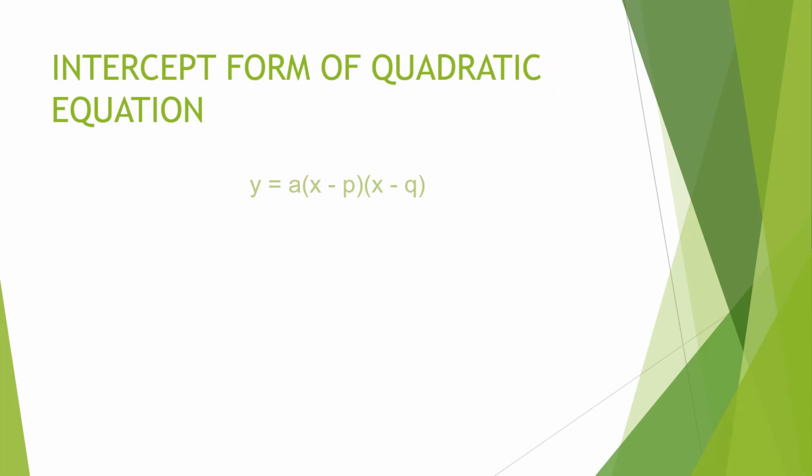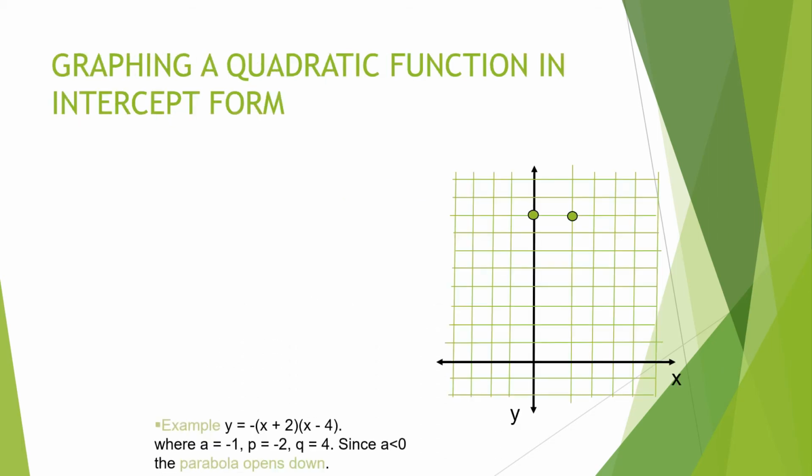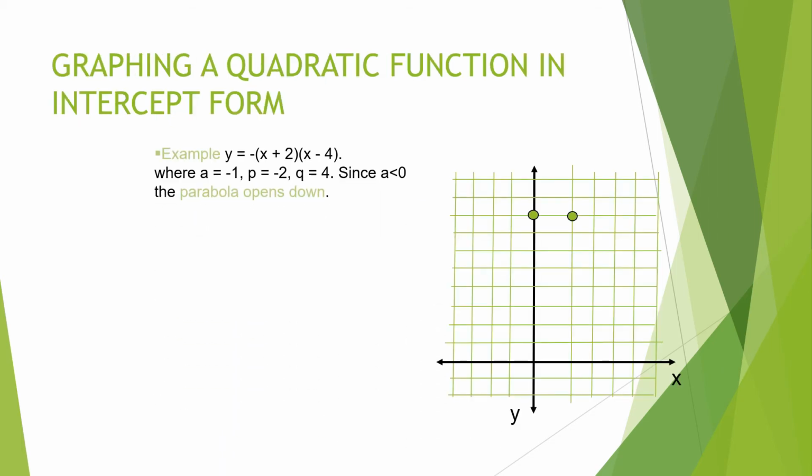So let us now proceed to intercept form of quadratic equation. y equals a times the quantity of x minus p times the quantity of x minus q. You may observe that the given function is in factored form. The x-intercepts are p and q, and the axis of symmetry is halfway between p and 0 and q and 0.